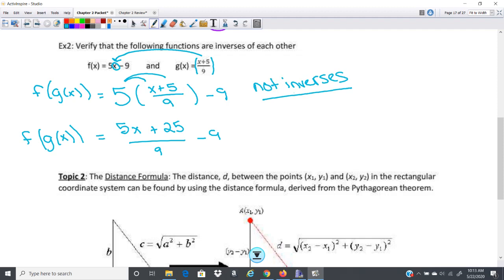And as you can see here, the next topic is the distance formula, and that is actually covered in section 2.8. So go on to my next video to see section 2.8.